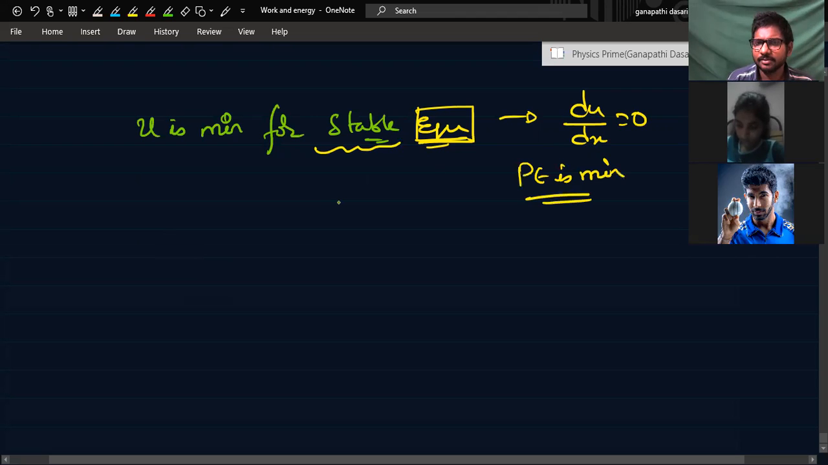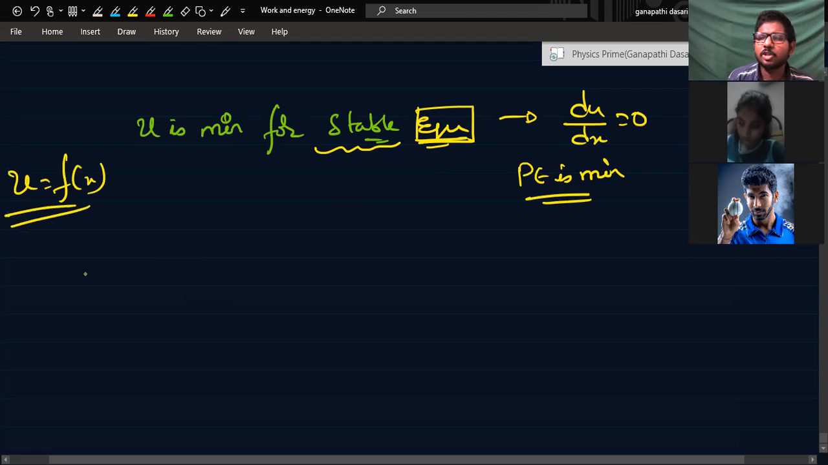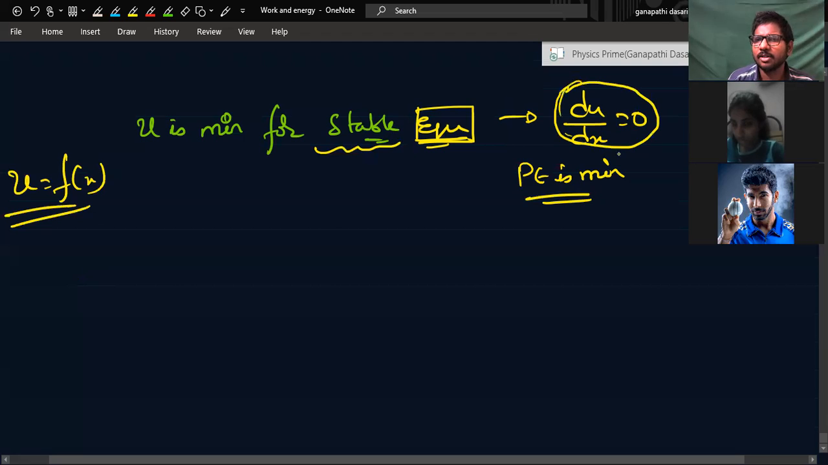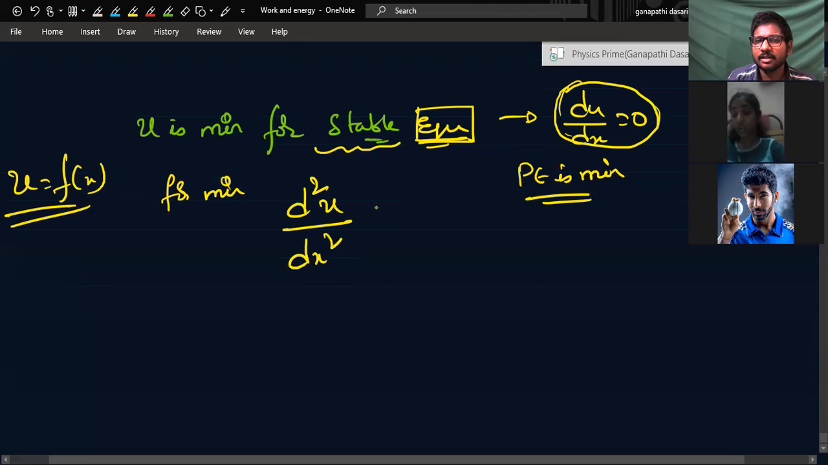Potential energy is minimum means what? For a given function, suppose U is equal to some f of x. How do you find the maximum or minimum value? Differentiate and then equate it to 0. We have done that: force is 0. But for the minimum value, differentiate again, d square U by dx square.